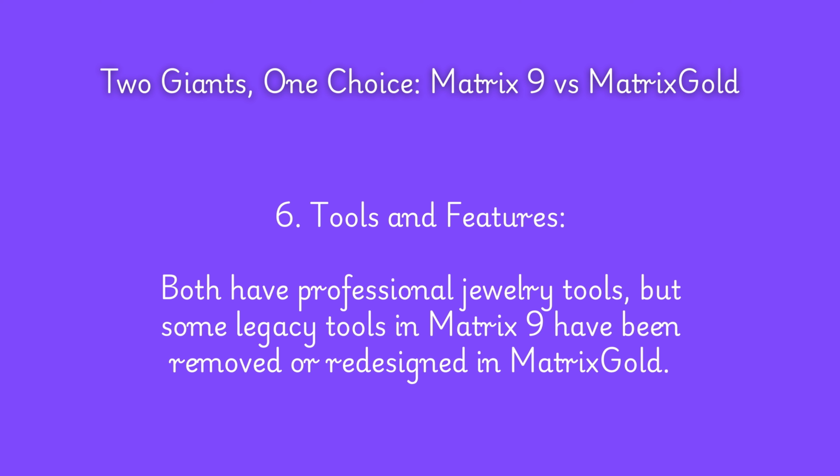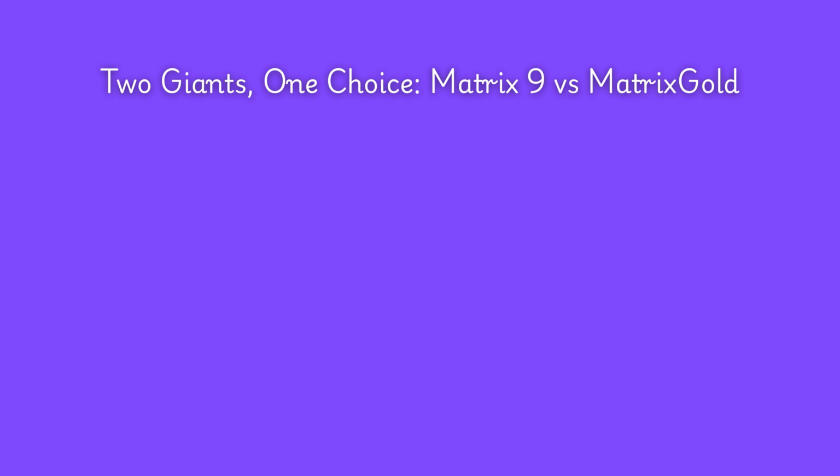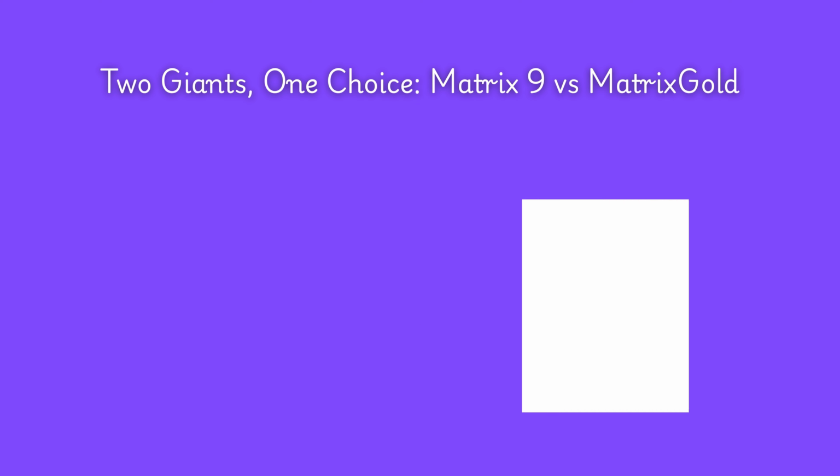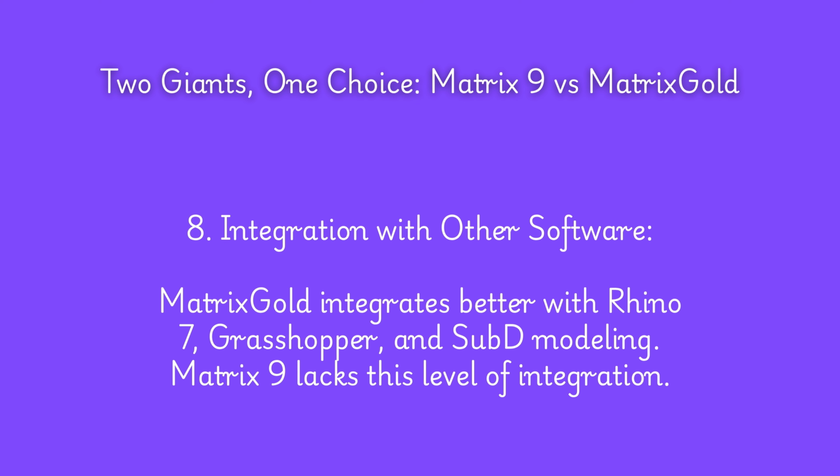7. UI customization. Matrix 9 allows more customization of the workspace due to its classic structure. MatrixGold is more structured and less flexible. 8. Integration with other software. MatrixGold integrates better with Rhino 7, Grasshopper, and sub-D modeling. Matrix 9 lacks this level of integration.